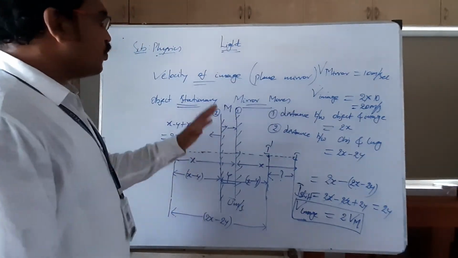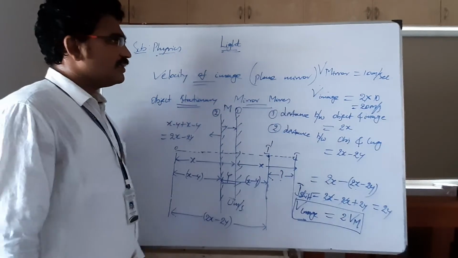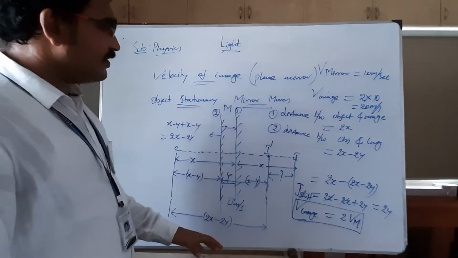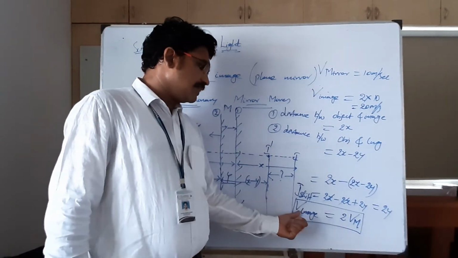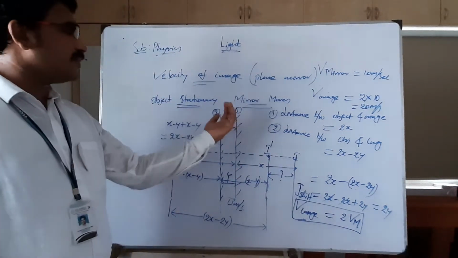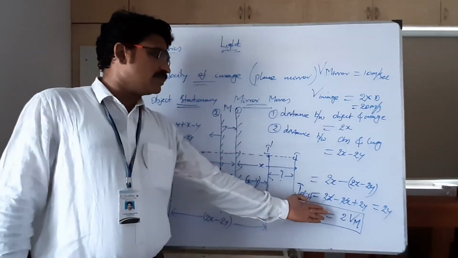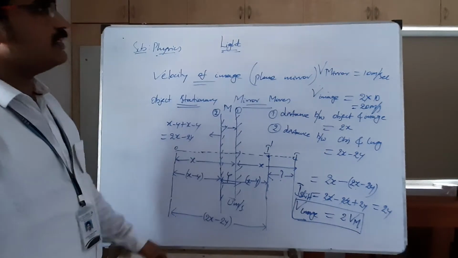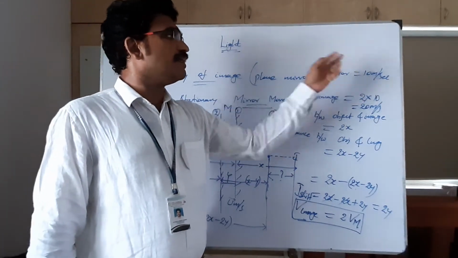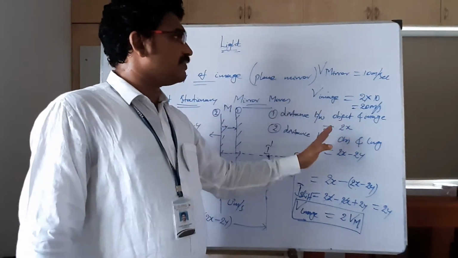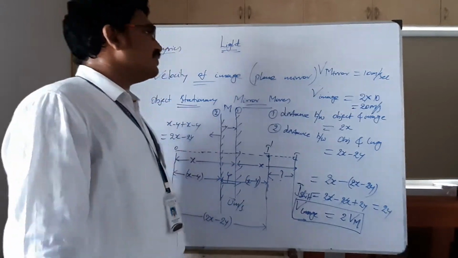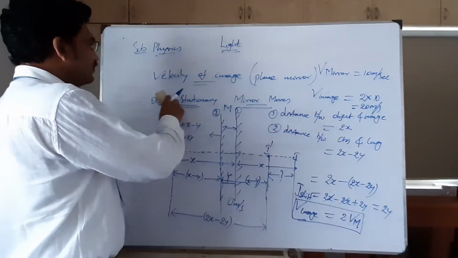Okay, so I hope you understood this one. This is another very simple one. Whenever you are calculating, this is the relation. When the object is stationary and the mirror is moving, the velocity of the image is equal to 2 into the velocity of the mirror. So when you know the velocity of the mirror is 10 meter per second, the velocity of the image is 2 into the velocity of the mirror. Simple. This is how you have to understand this one.